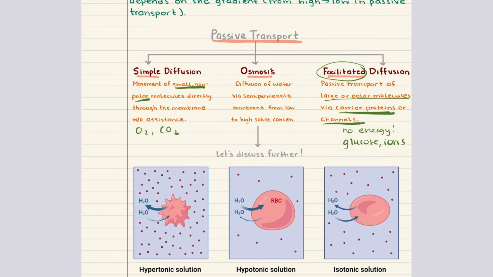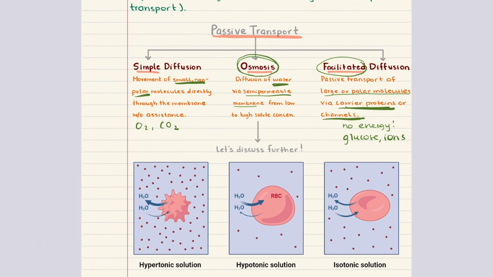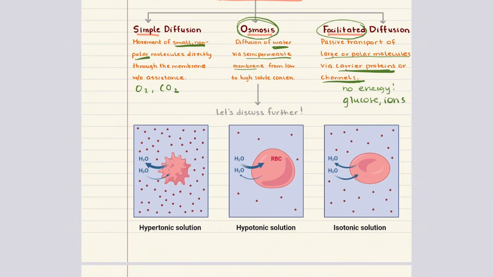Another type of passive transport is osmosis. This is the movement of water across a semi-permeable membrane. In osmosis, water moves from the side with a lower solute concentration to the side with a higher solute concentration, and it works to balance the concentration on both sides of the membrane. This movement is driven by differences in solute concentration, so it does not require energy.